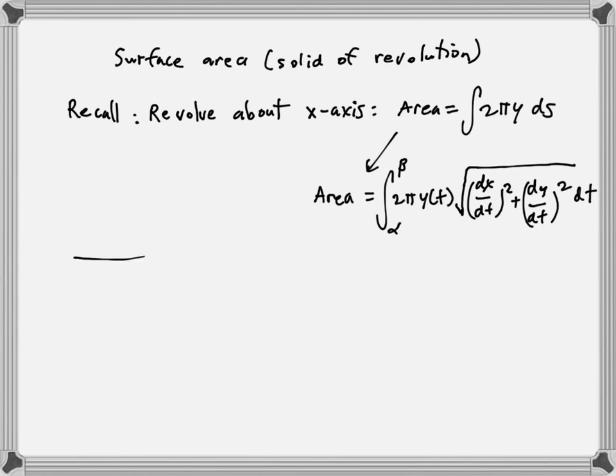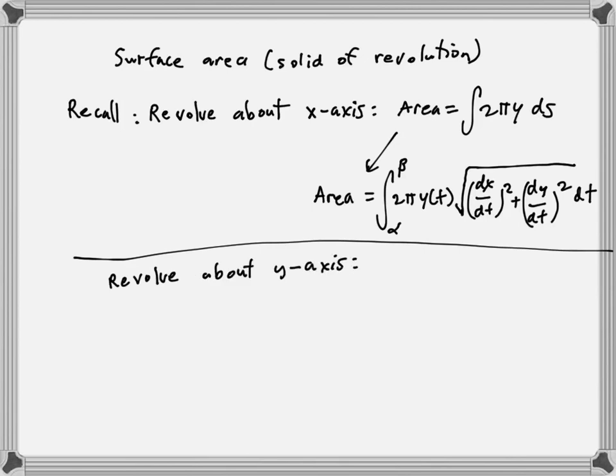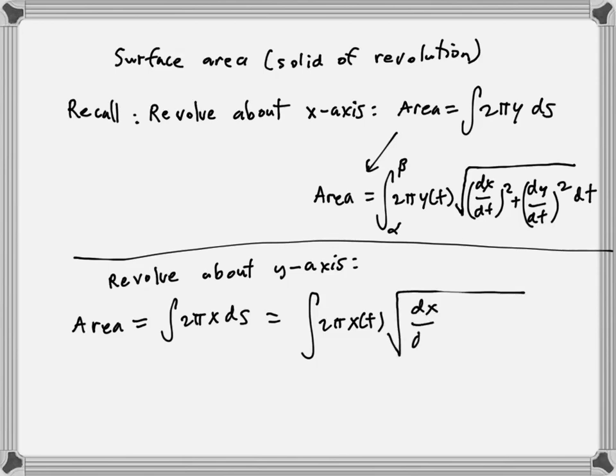So that's what you do when you revolve it around the x-axis, and now when you revolve about the y-axis, remember that means that the area is equal to the integral of 2 pi x ds, and so this is going to be the integral of 2 pi times x of t, and then the square root of dx dt squared plus dy dt squared, and then dt.